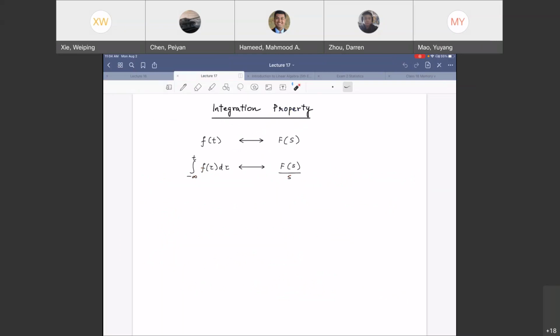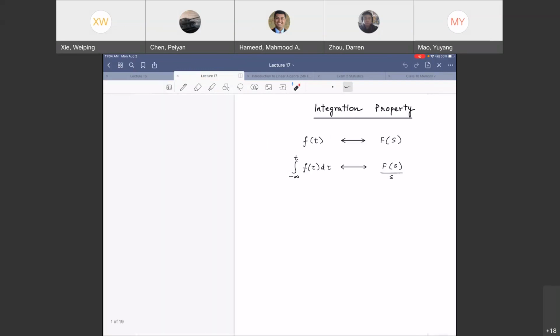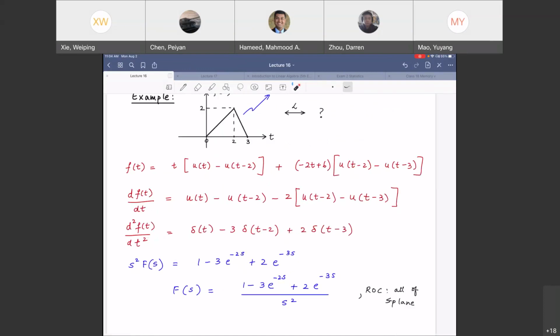Let's move on to the integration property. So if you have an integration in the time domain, earlier you were multiplying by s. Oh, there you go. We have got a question. Why is it 2 delta of t minus 3? I think it's right here. 2 delta of t minus 3, right?